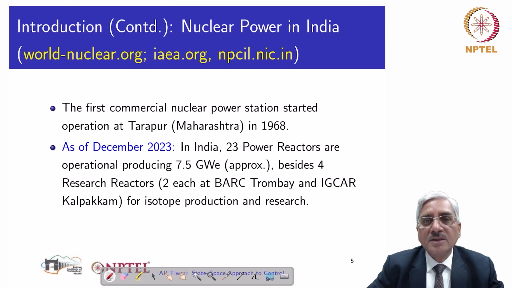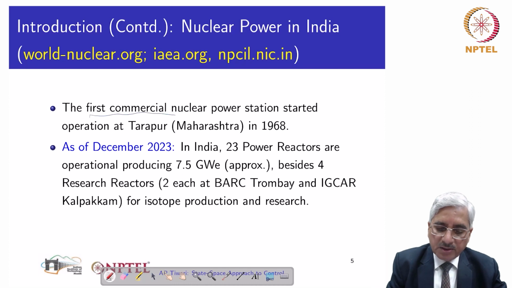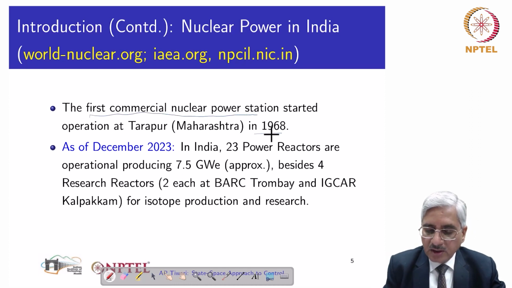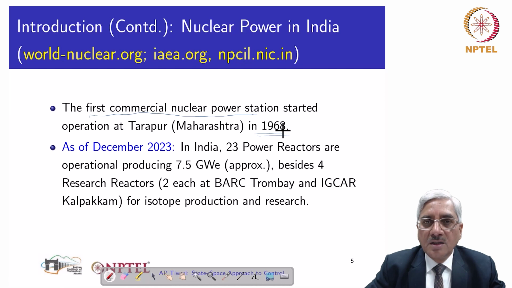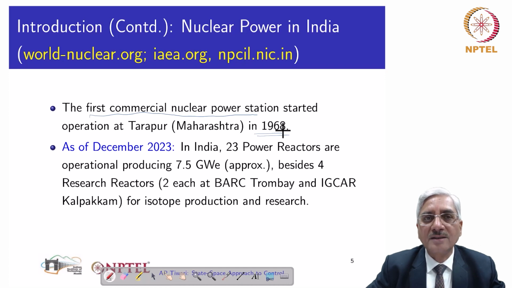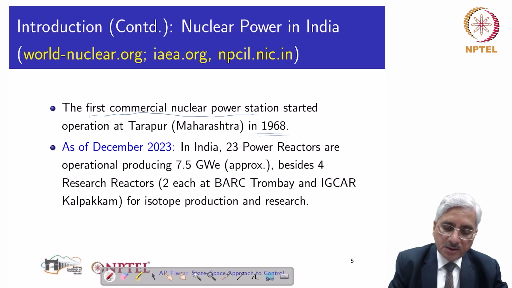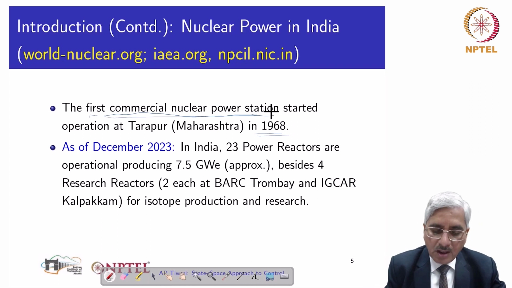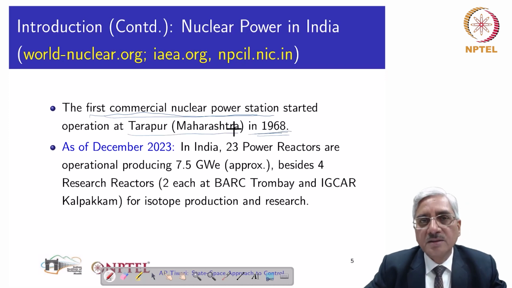As regards the scenario in our country, India, the first commercial nuclear power station was built in 1968. Research reactors came at Trombay even earlier. You might have heard about the Cirus reactor. It came even earlier, and in fact, Apsara came earlier than Cirus, which was established at Trombay. But as regards commercial power production, a commercial nuclear power station came at Tarapur in Maharashtra, India in 1968.